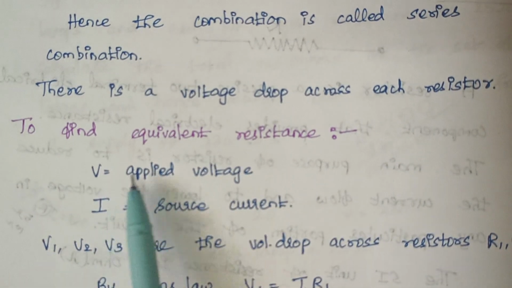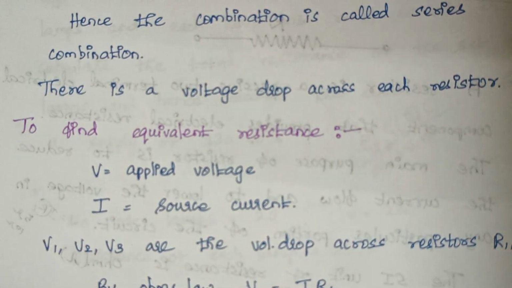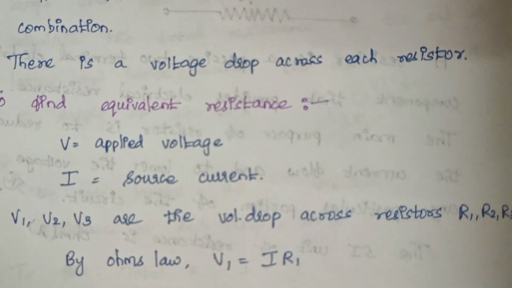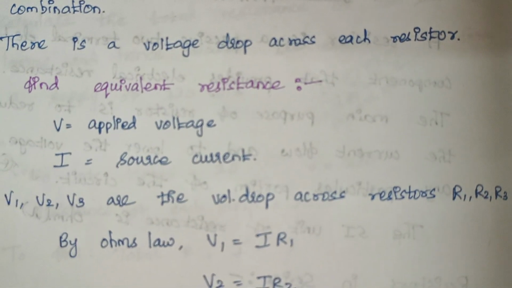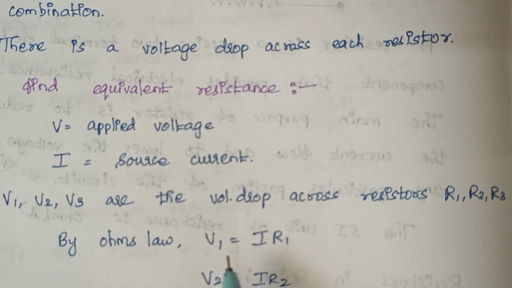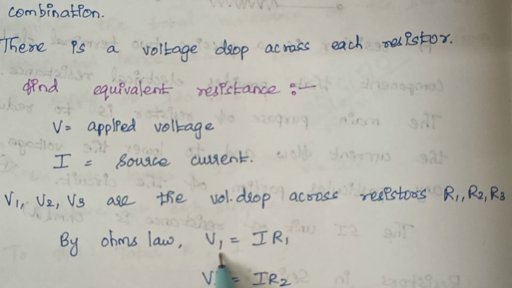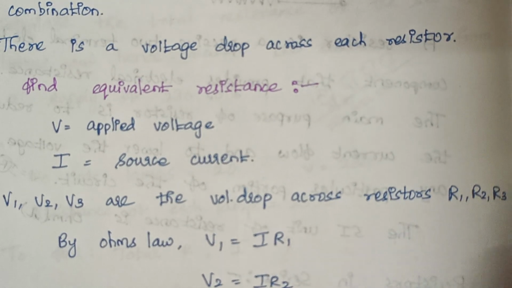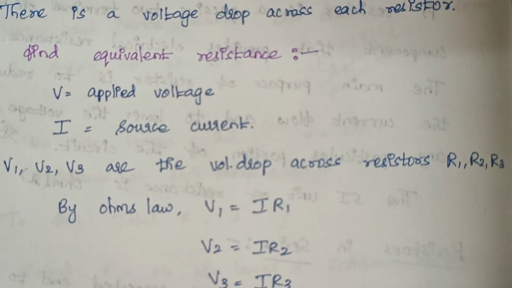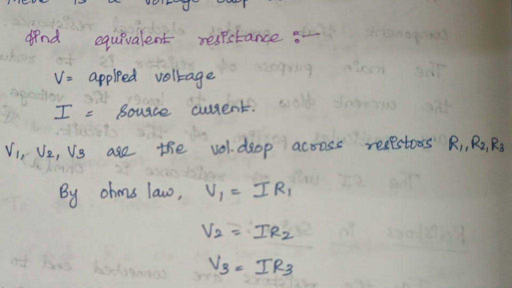As we know, V is the applied voltage and I is the current, and V1, V2, V3 are the respective voltage drops across R1, R2 and R3. By Ohm's law, V is nothing but I into R. So V1 can be written as IR1, V2 as IR2 and V3 as IR3. Since this is a series connection, the current remains the same.